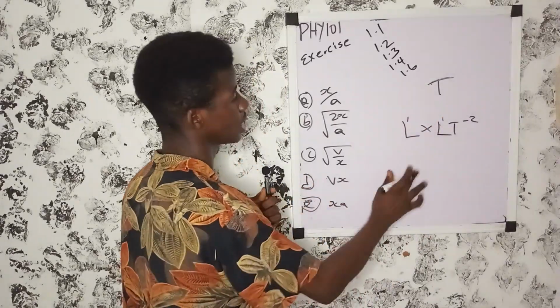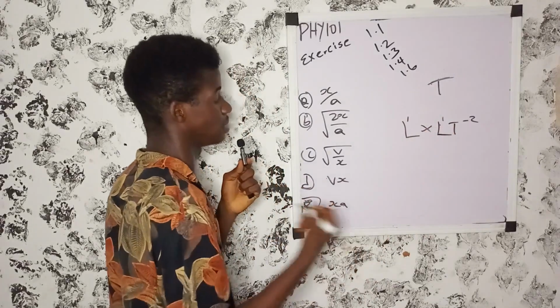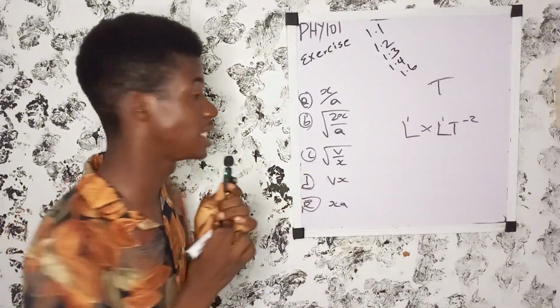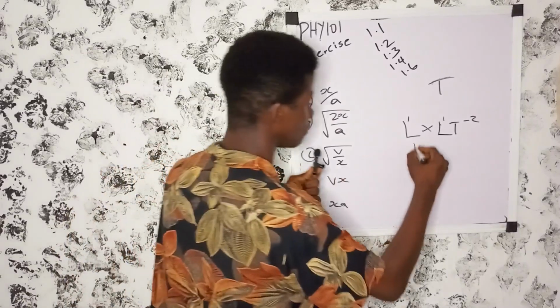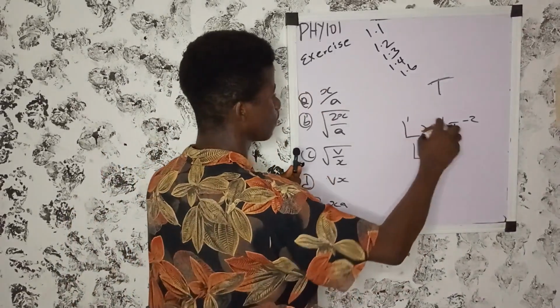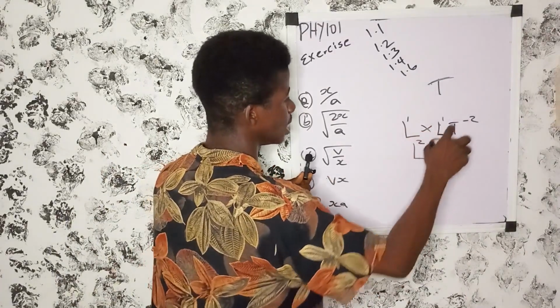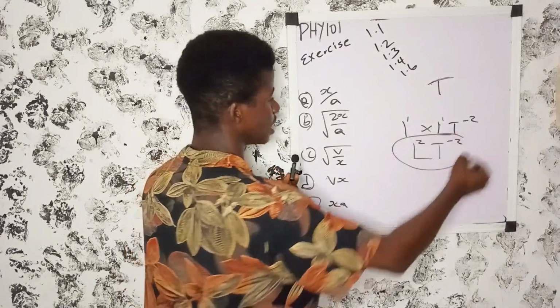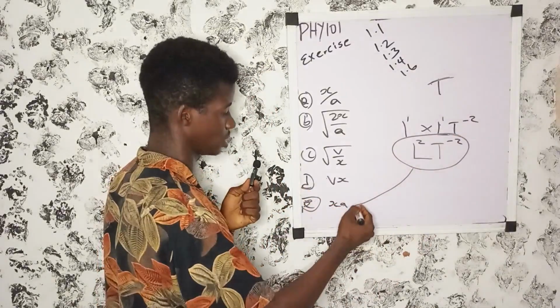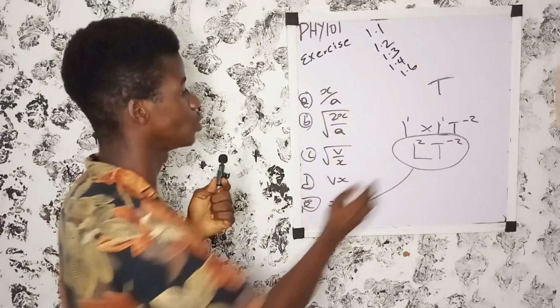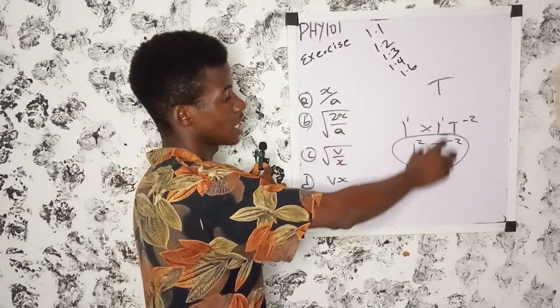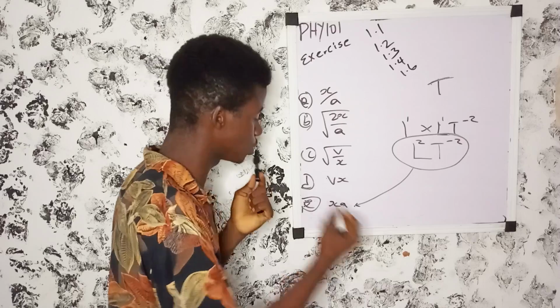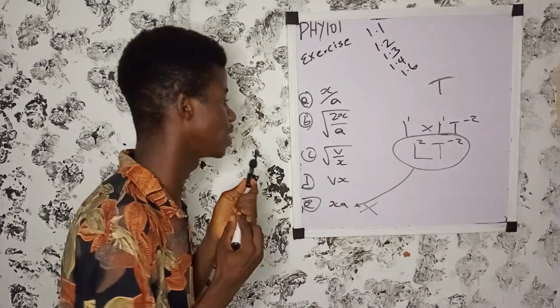So according to indices, based on the fact that both of them are the same base, and since they are multiplying, we take one of the base, then we add the power together. 1 plus 1 gives us 2, then times t. So this is the final dimension of this quantity. So does our final answer land to be t? No. So that shows that E is not correct.